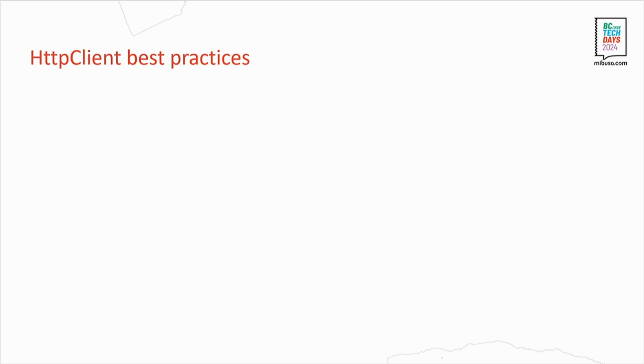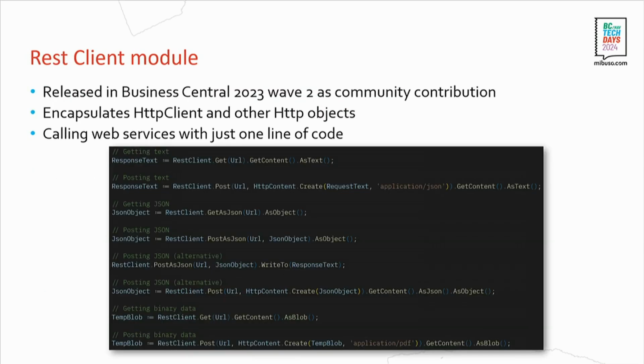I showed you a lot of code around sending requests. Now, in version 23, the REST client module was released as a community contribution. I wrote it. And this one is meant for encapsulating the HTTP client and all the other HTTP objects. You can call web services with just one line of code. And the whole stuff about, is it successful, is it blocked by environment, all these lines of code are inside the REST client. So here are some examples.